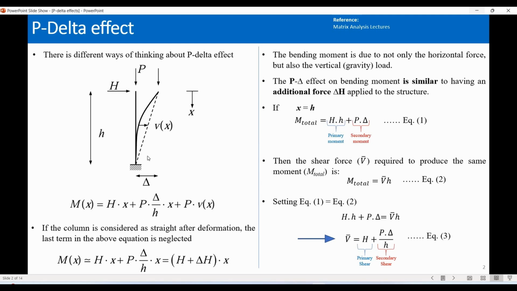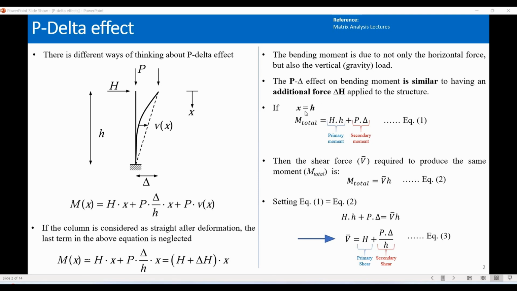Then if we assume that the column will deflect to this dashed line here, we can neglect the last term, which is multiplied by the local deformation. In this case, the formula will be equal to those terms without the P multiplied by v. And if we take the x as a common factor, we can express this term, which is P multiplied by delta divided by H, as delta H. As shown here, the P-delta effect on bending moment is similar to having an additional force delta H applied to the structure. However, we don't have additional force applied to the structure, but we have additional force generated inside the structure due to the gravity and to the horizontal force applied to the structure. Or in other words, due to including the P-delta effect.